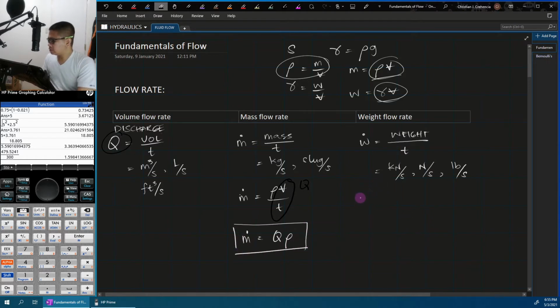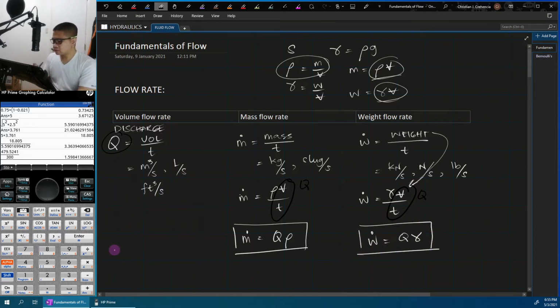While dito naman sa weight flow rate, weight is equal to the unit weight times the volume. Okay, so this is the weight. Okay, pinalitan natin ito. Then over time. Okay, and same lang nung sa mass flow rate. So we have volume over time, which is equal to the discharge. So solving for the weight flow rate, if we have the discharge Q, multiply lang natin ng unit weight. Okay?